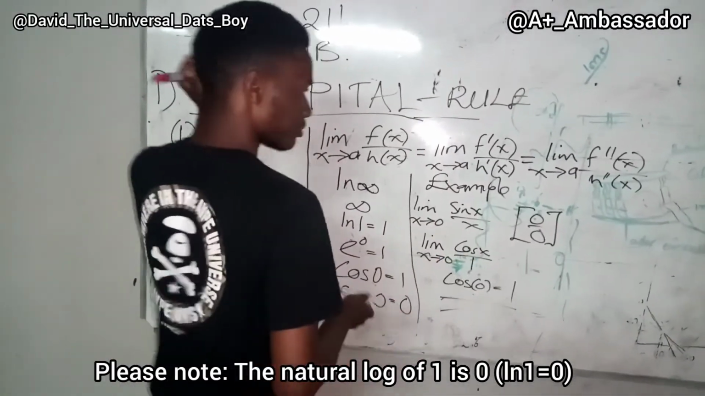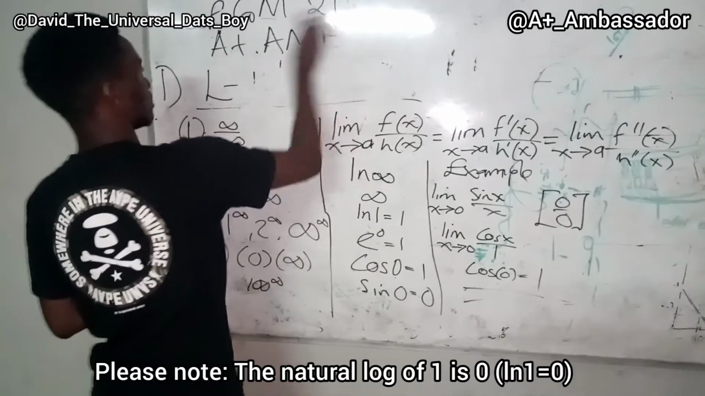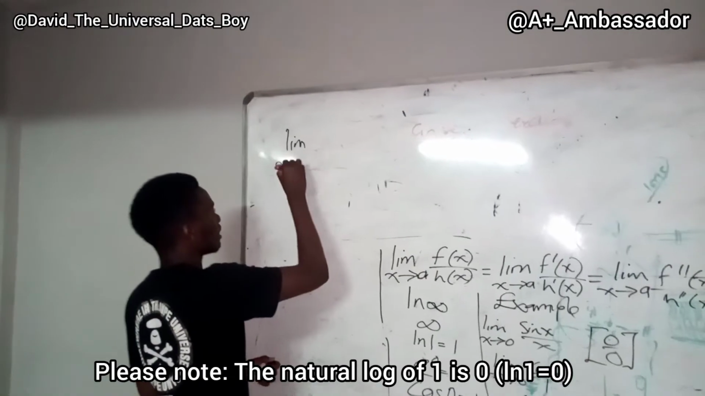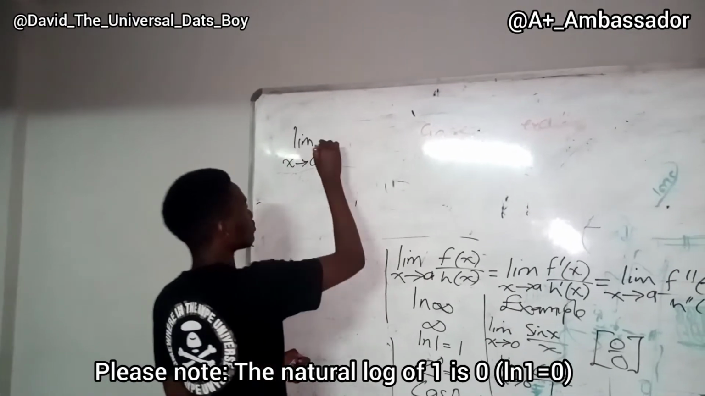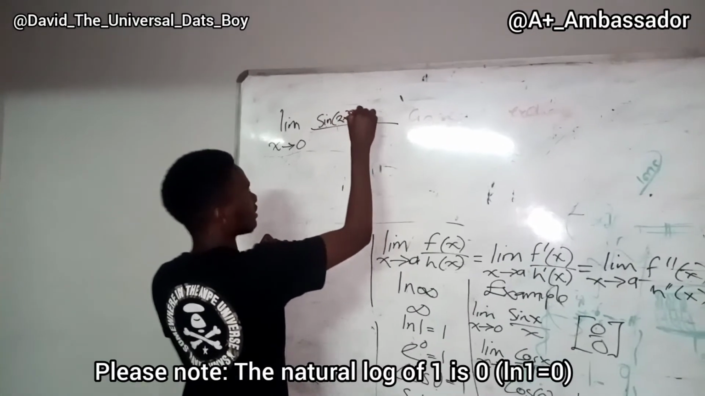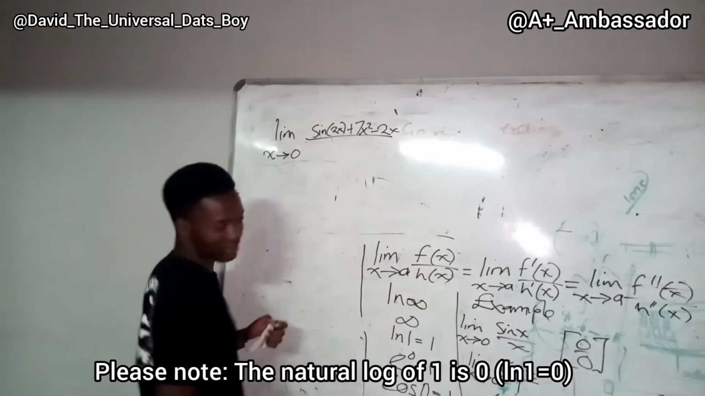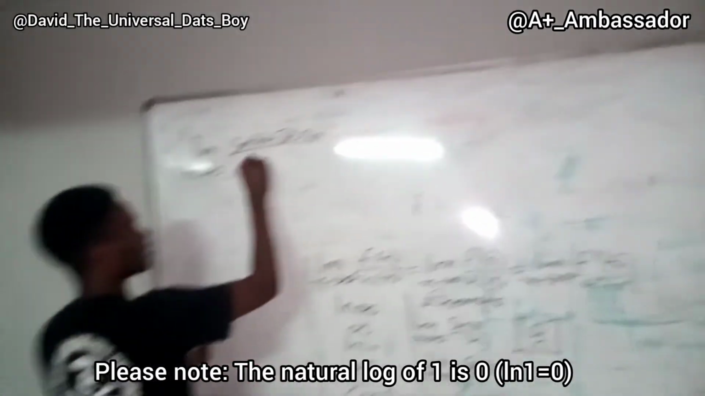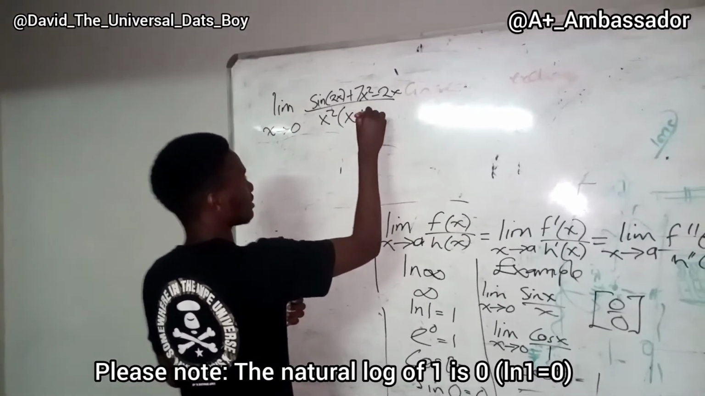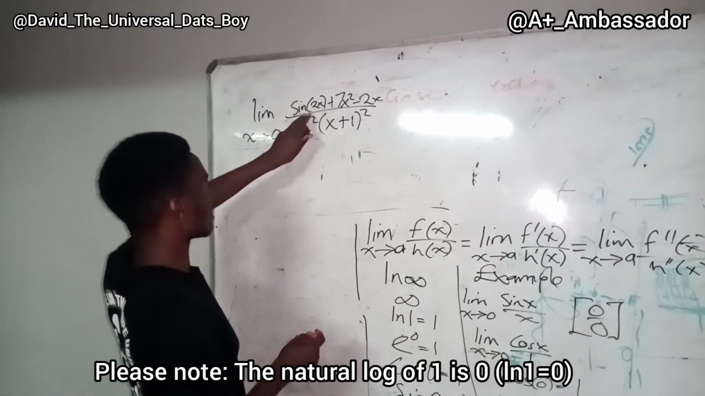So now we go to the test question so that we can review question 1a. The question in the test was the limit as x approaches 0 of, it was already in quotient form, so that makes things easier for us, sine 2x plus 7x squared minus 2x, over x squared times x plus 1 squared.